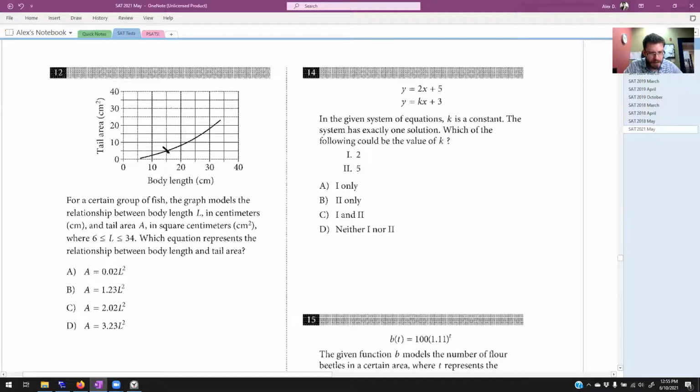So if we consider this as like a linearization, fix the model: the relationship between body length and tail area. The growth is less than 1, so it's got to be A.